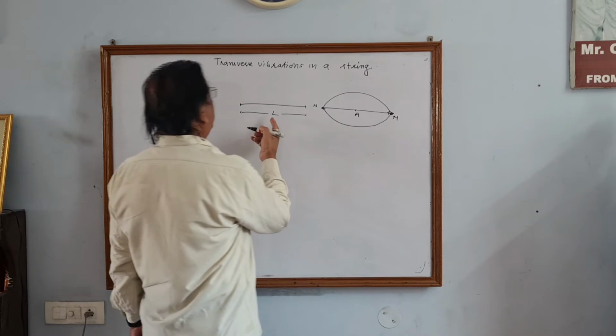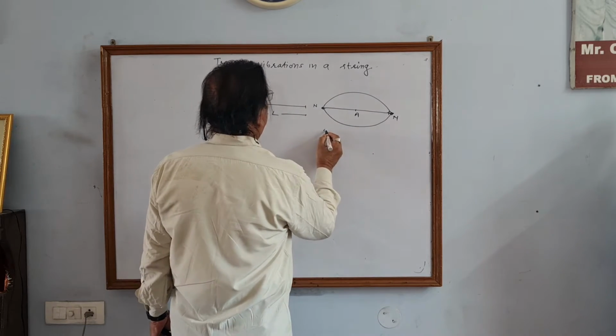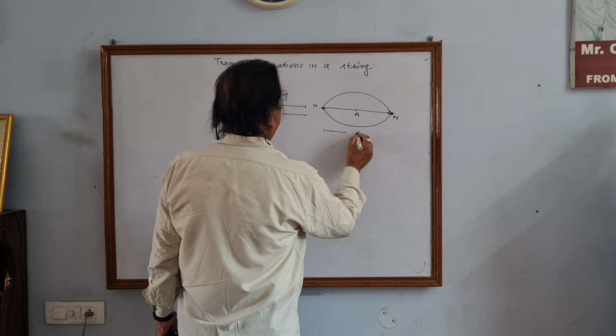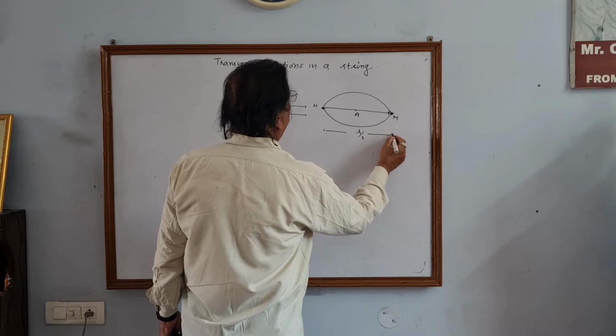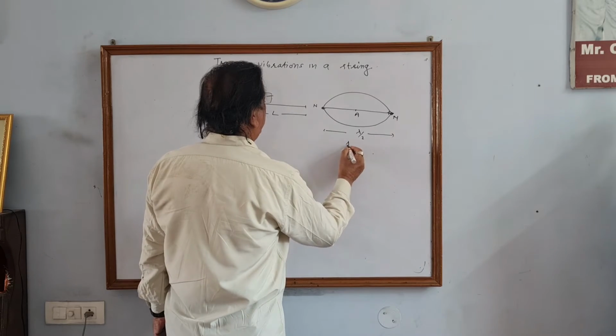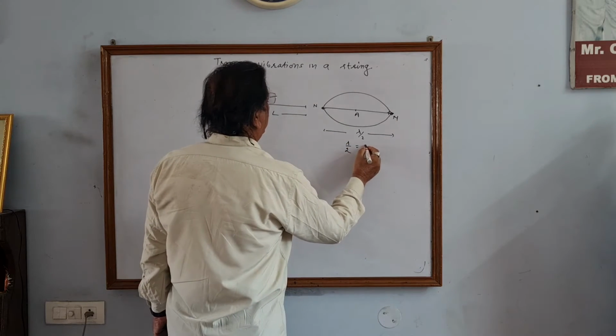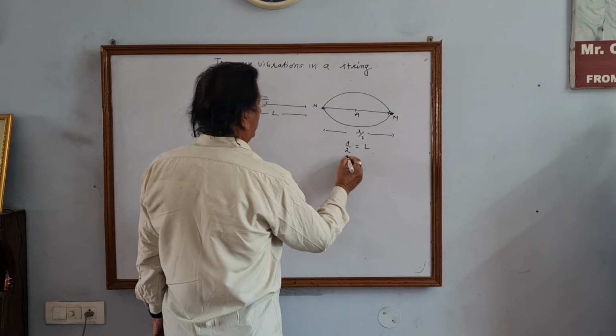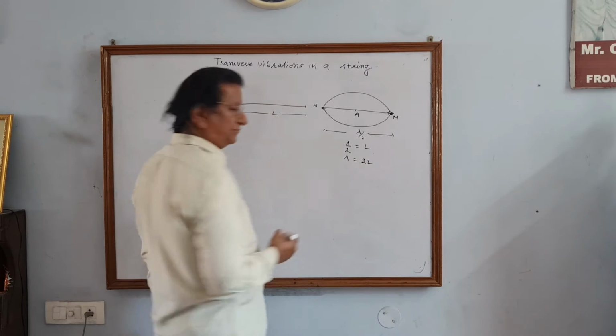Then the length of the string was L, and you also know that between two consecutive nodes, the separation is lambda by 2. So that means lambda by 2 is equal to L, or lambda is equal to 2L.